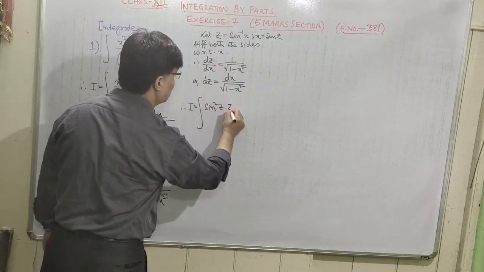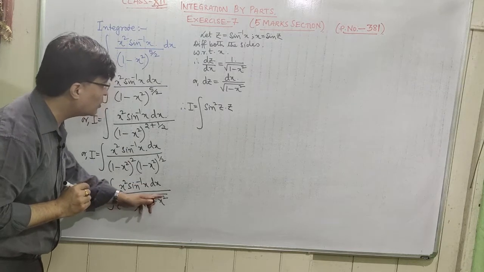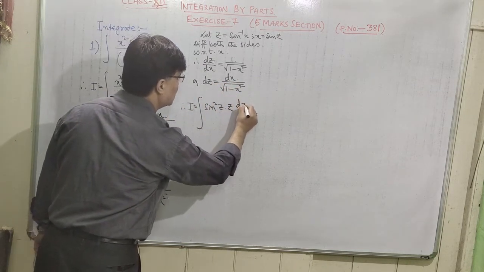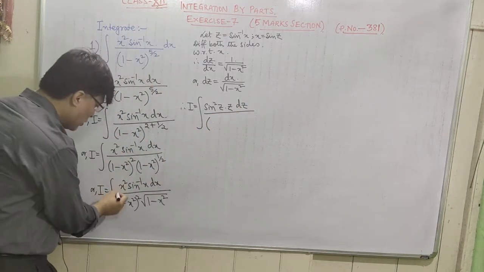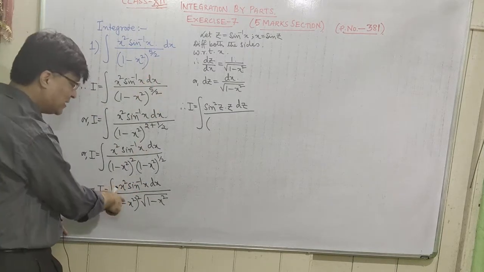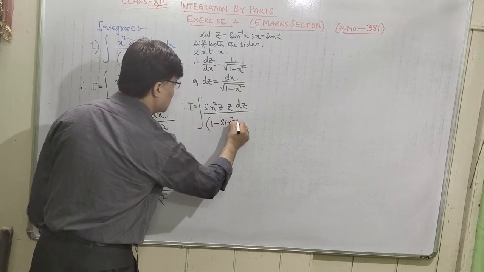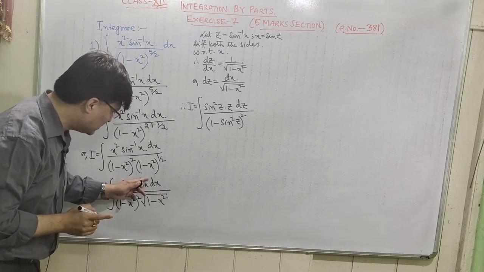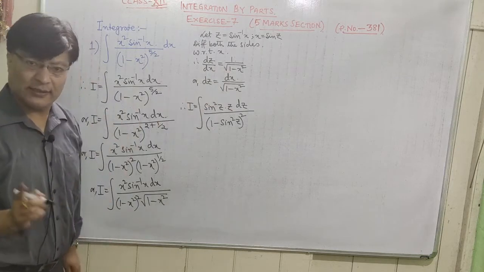Sine inverse x is z, right? Next, what is dx upon root over 1 minus x square? It is dz, divided by, within bracket, 1 minus x square whole square. You have to put x is equal to sine z in this case: 1 minus sine square z whole square. And we have already written dz instead of dx upon root over 1 minus x square, isn't it?